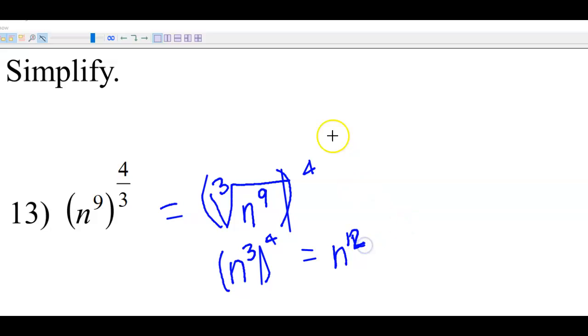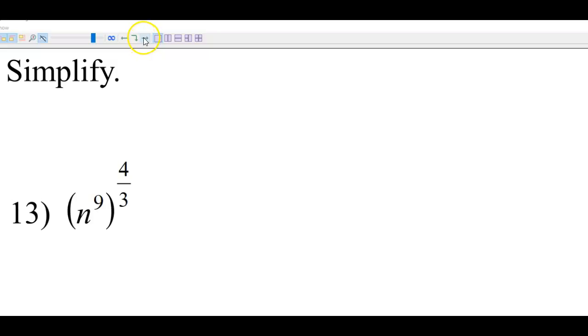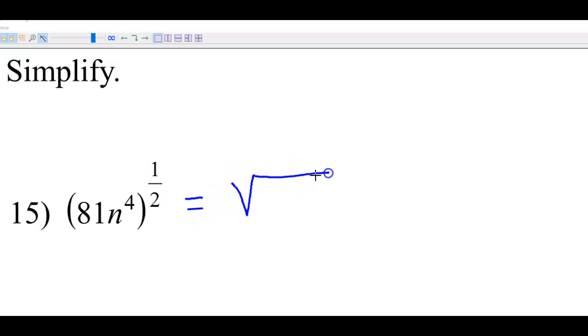Wow, this is just being difficult. Okay, so let's just do one final example, and then you guys can go ahead and just try these on your homework. Let's see what we've got here. Let's do this one. So here I'm going to change to radical form. So I've got 81 n to the 4th.